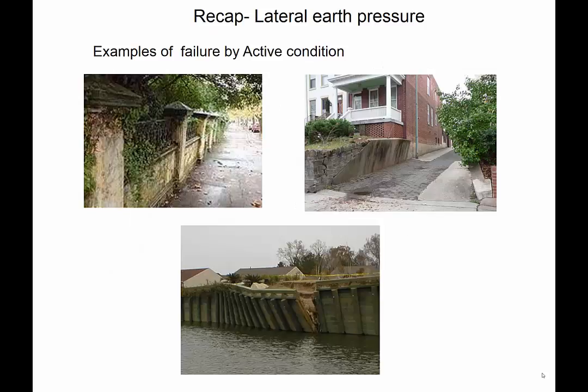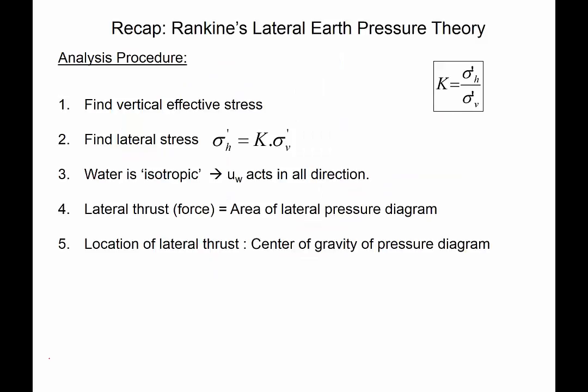All the examples that I have shown you, they are all failures by active earth pressure. The analysis procedure is exactly similar to what we have done for at rest condition. So the first step is to find vertical effective stress. The second is to find lateral stress, and that is calculated as the coefficient of lateral pressure K multiplied by the vertical effective stress.